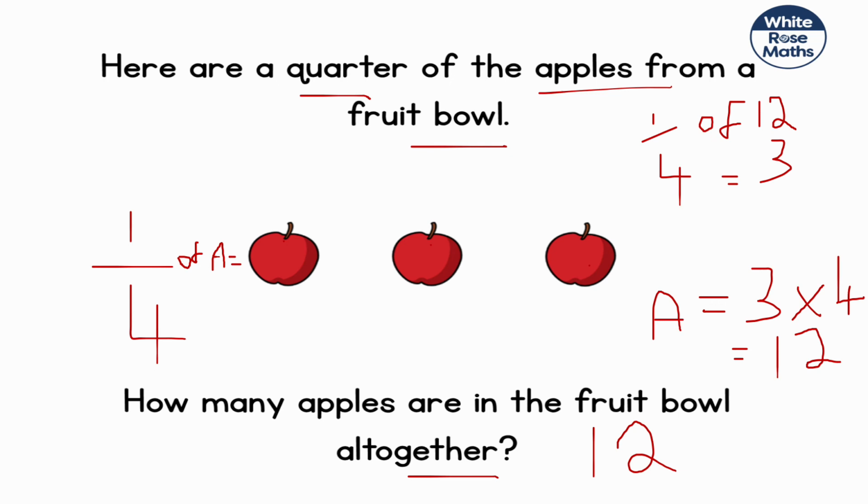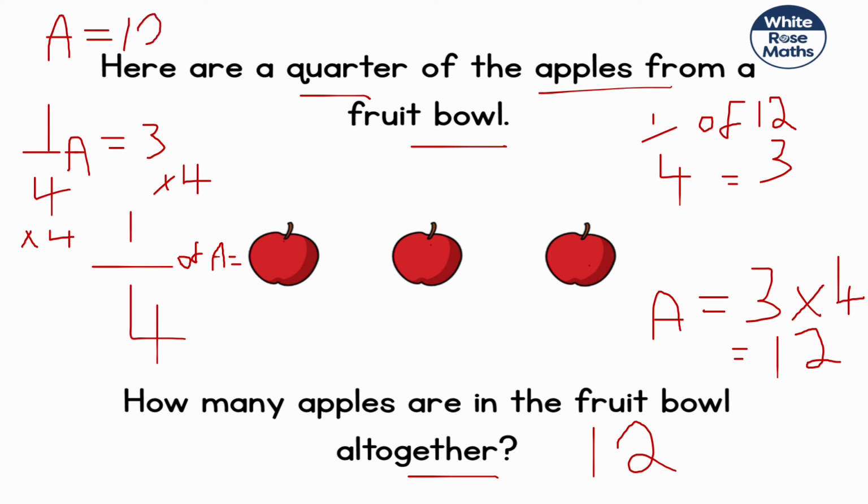So what I've done here is essentially work out the inverse. I've formed an equation. I've got a quarter times A equals 3. And if I rearrange this equation, if I multiply both sides by 4, that will isolate and get the capital A, which is the total number of apples that I've denoted it by. Capital A for total number of apples in the fruit bowl. That will tell me that A has to equal 3 times 4 or 4 times 3, which is 12. So that's an algebraic way of showing it.